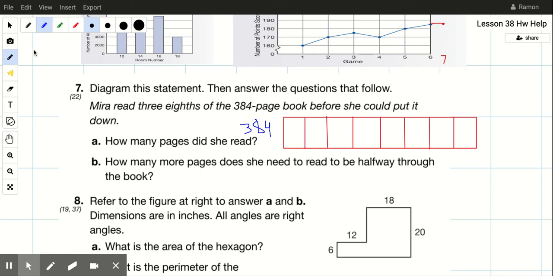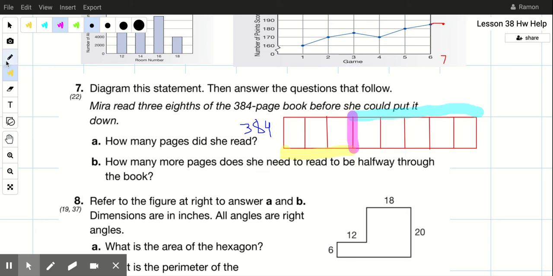Looks like she read 3 of these sections, and that means she did not read 5 of the sections. So then we have our dividing line here between what she did read and what she has not read. Again, to find the value of each box in the diagram, you have to take 384 and divide it by 8. How many pages did she read? Once you divide that, just count up these 3 boxes and add them up to get A.